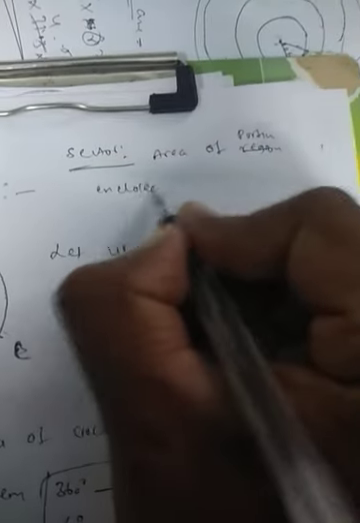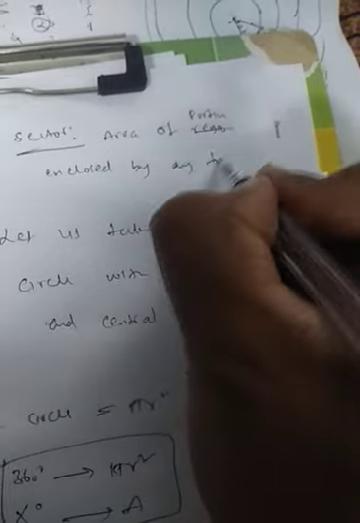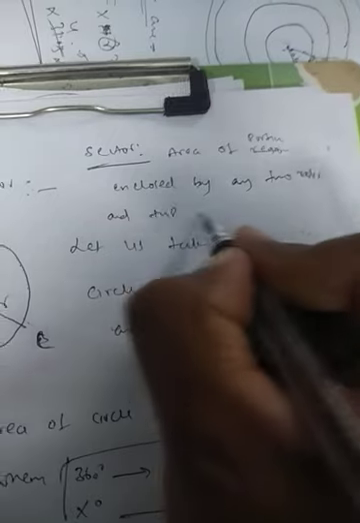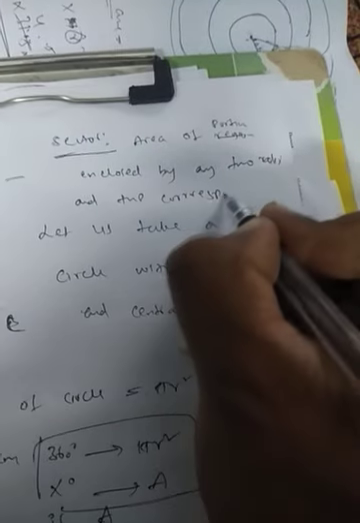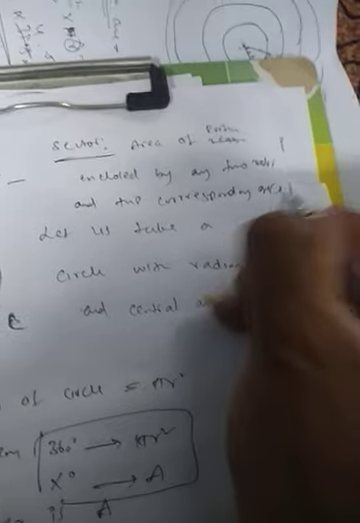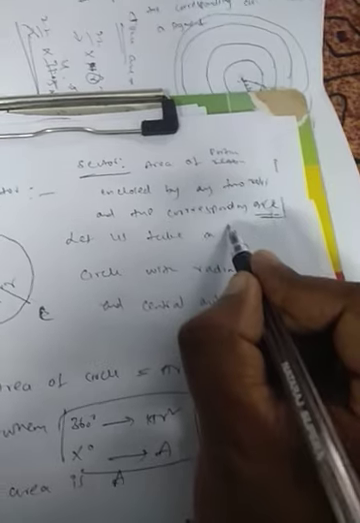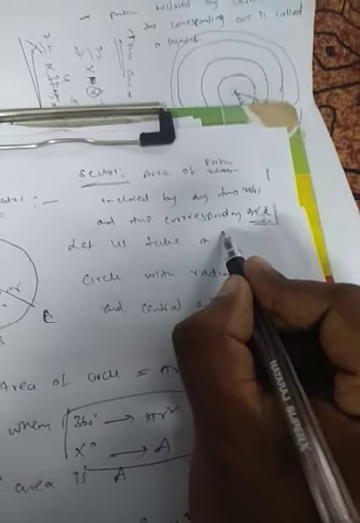Sector means the area of the region, or area of the portion, enclosed by any two radii and the corresponding arc is called the sector. After that, write one note also. If the central angle is less than 180, it is a minor sector. If the central angle is greater than 180, it is a major sector. This is all about the sector concept.